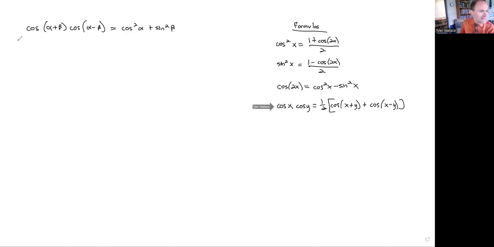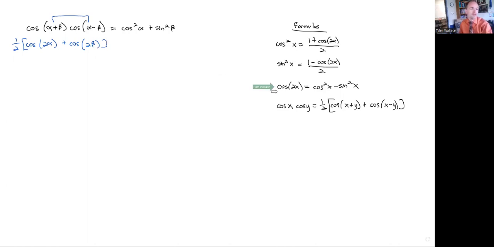So I'm going to use that to get 1/2 times the cosine of, and when I add those two pieces together, the b's will subtract out to 0, leaving behind 2 alpha, plus the cosine of, and when I subtract those two pieces, the alpha subtract out, and beta minus negative beta is positive 2 beta.